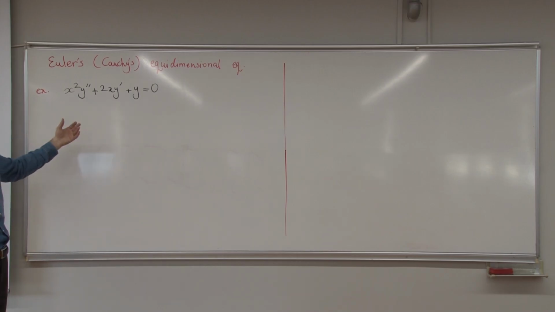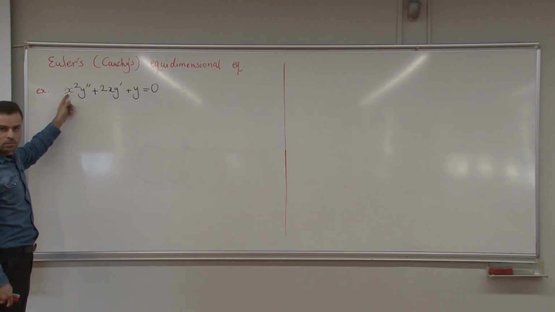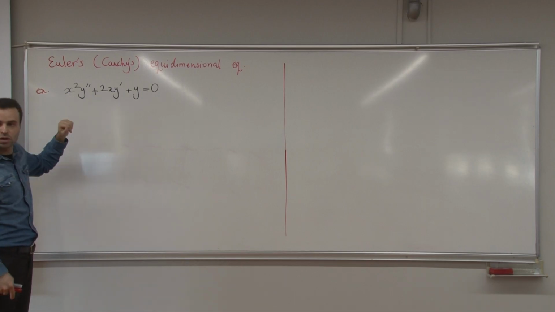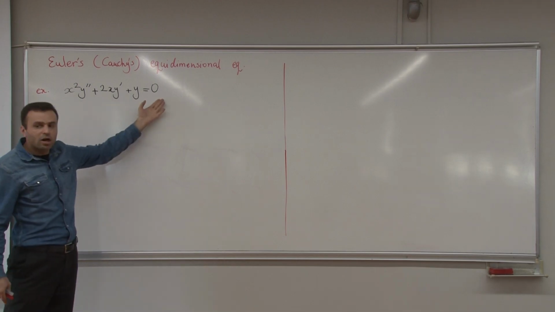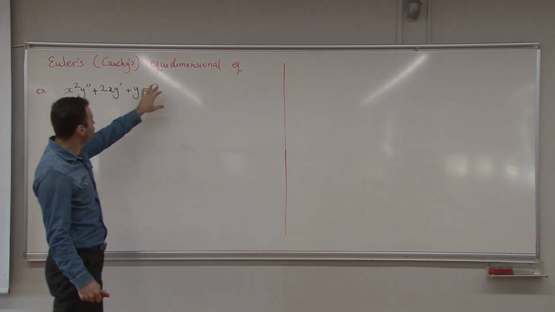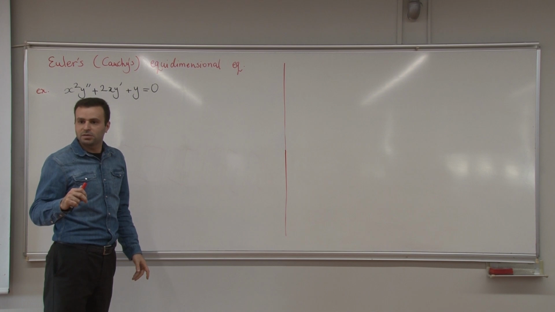What is our p of x? 2x divided by x squared, which is 2 divided by x. What is our q of x? 1 divided by x squared. What is our r of x? Zero. So is this a homogeneous equation? Yes. Since this is a homogeneous equation, I need to only find two solutions which are linearly independent.